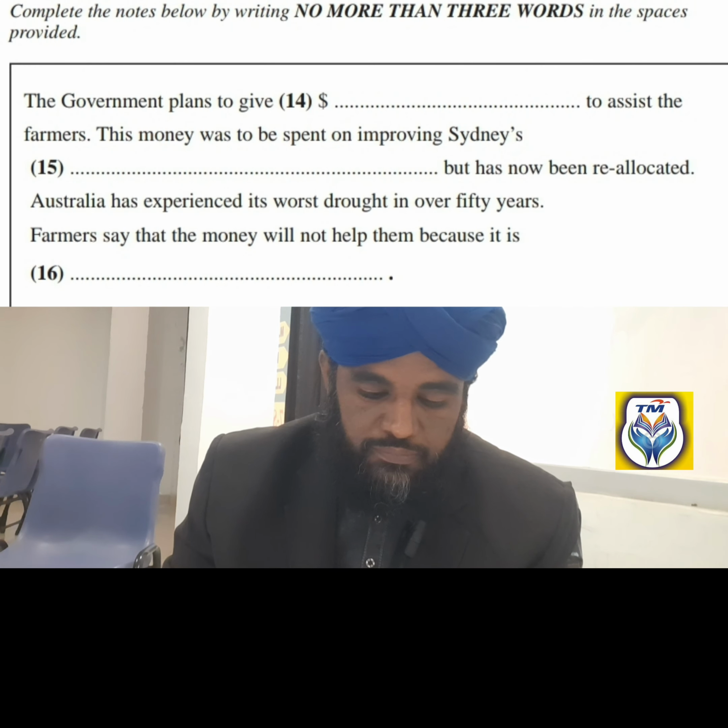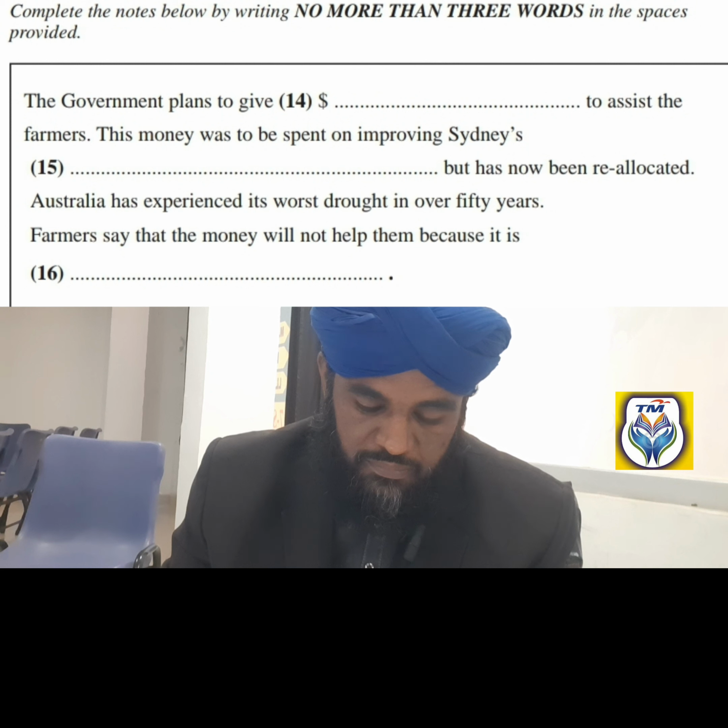Those who have not seen rain for years get through the next 5 years. Money that was to have been spent on the restructuring of Sydney's road system has been reallocated to what the Prime Minister described as a more worthy cause. Farmers are to receive financial assistance to help see them through the worst drought in over 50 years. Many farmers feel that while the money is welcome, it has come too late to save them.